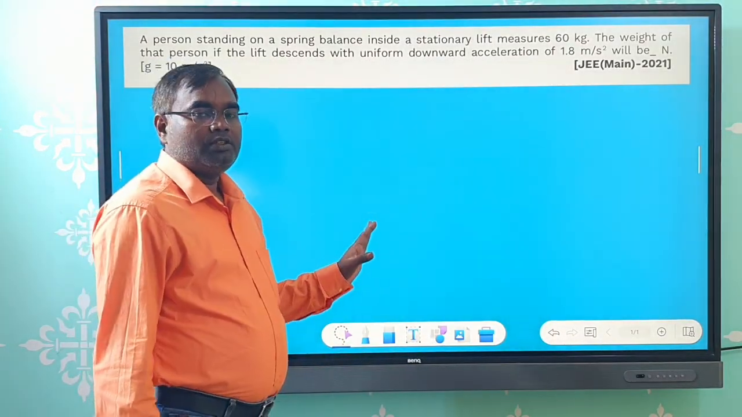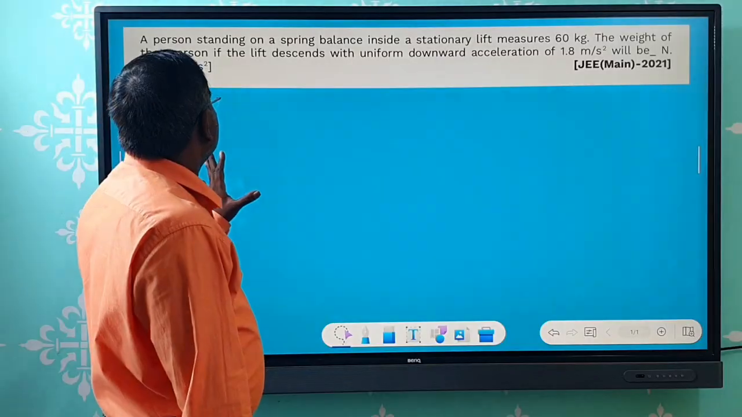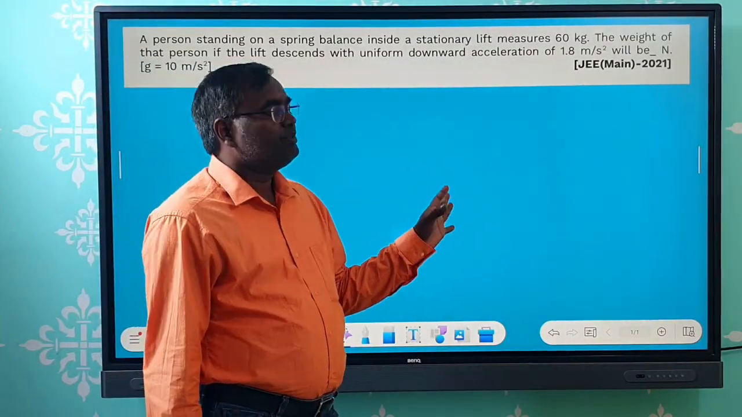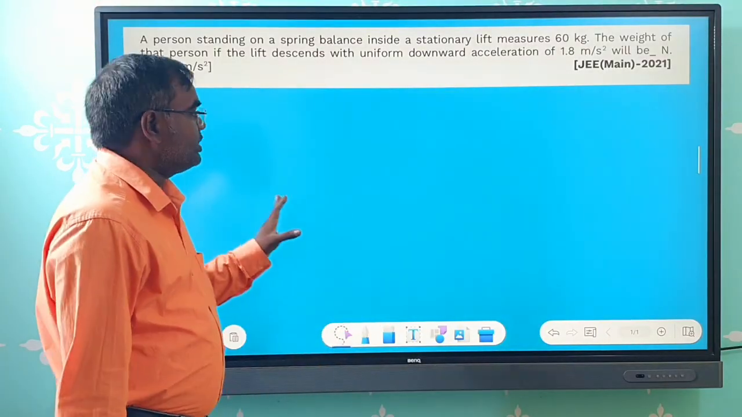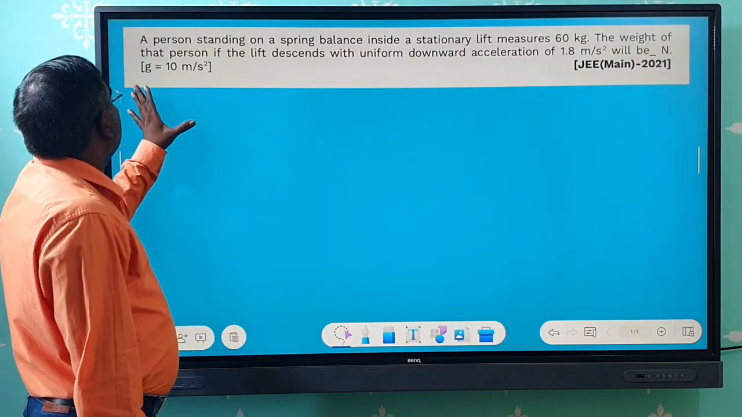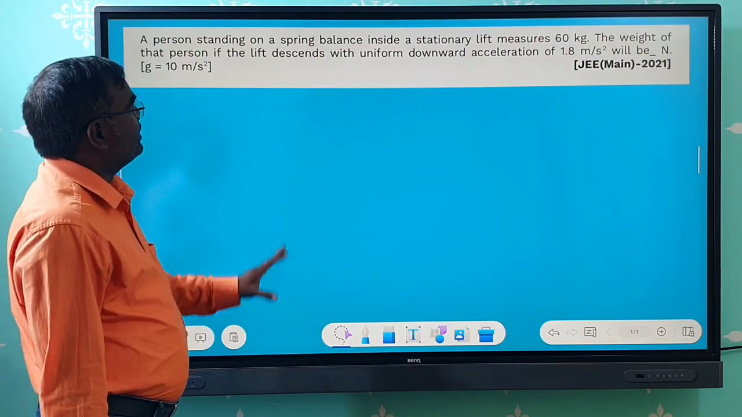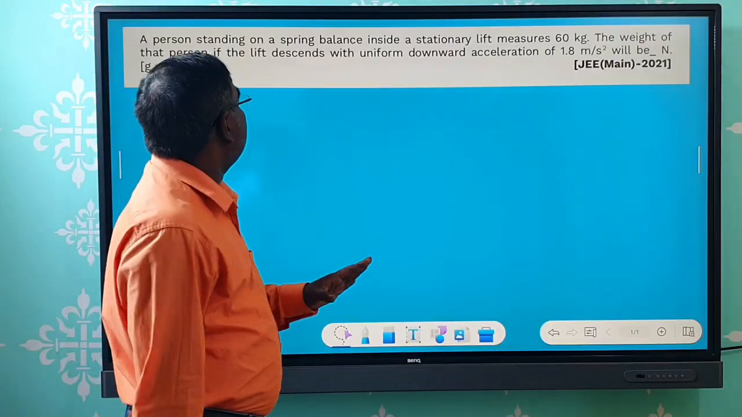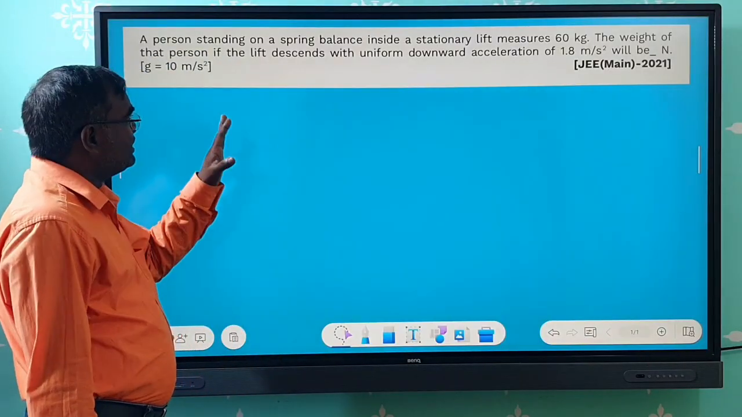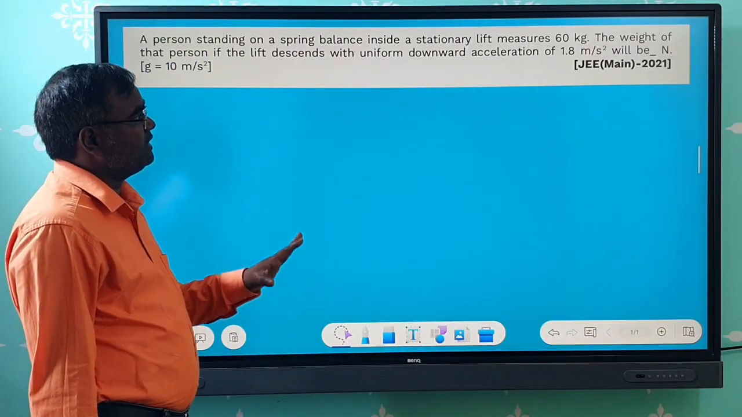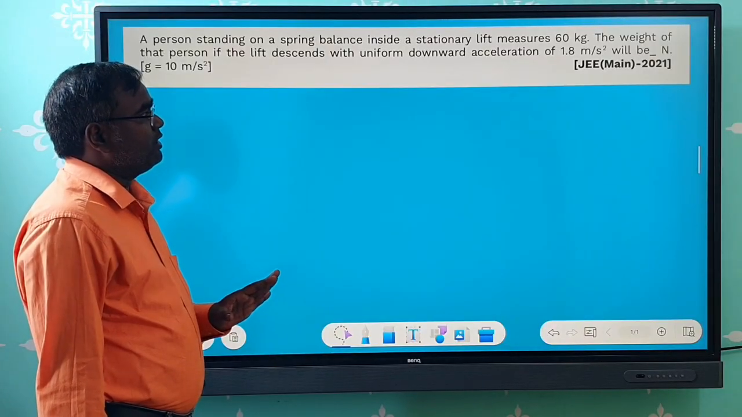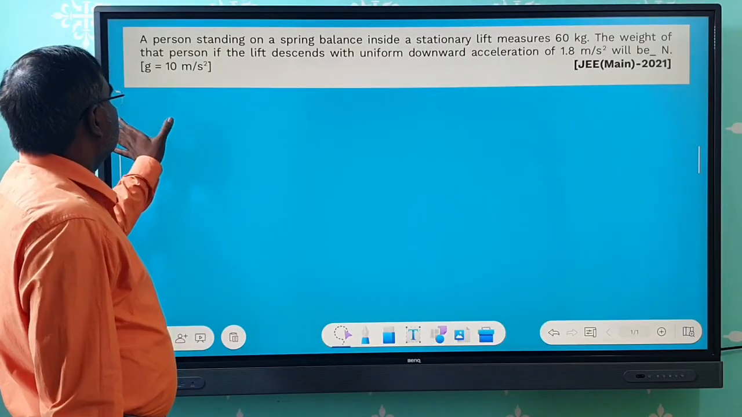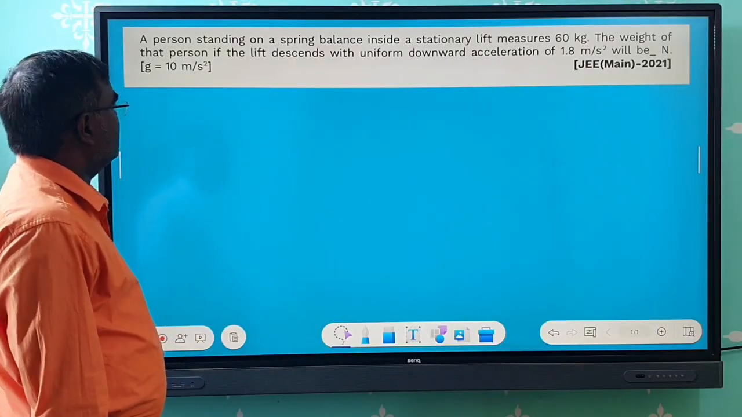In this video lecture, we are going to solve a numerical problem related to physics that is asked in the IIT JEE Mains examination 2021. So the question reads: a person standing on a spring balance inside a stationary lift measures 60 kg. The weight of that person if the lift descends with a uniform downward acceleration of 1.8 meter per second square will be how much Newton? Given g is equal to 10 meter per second square.